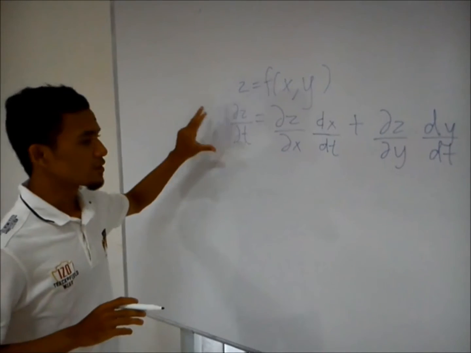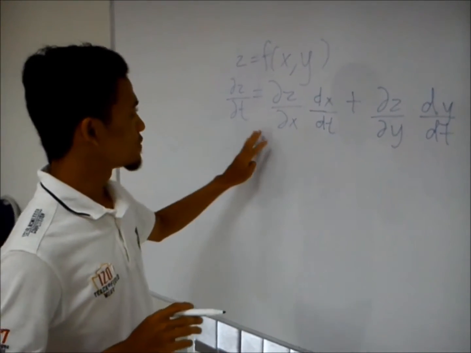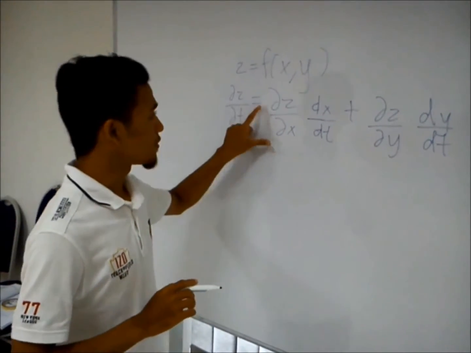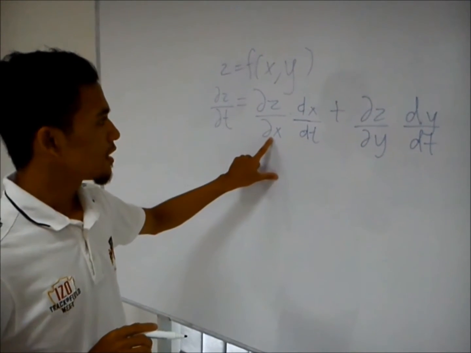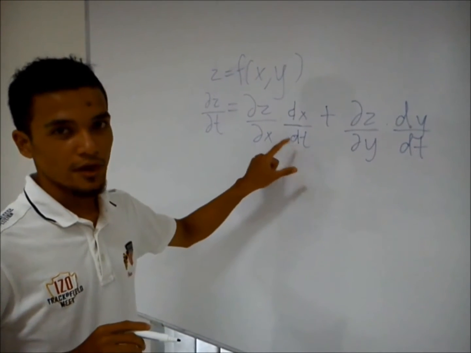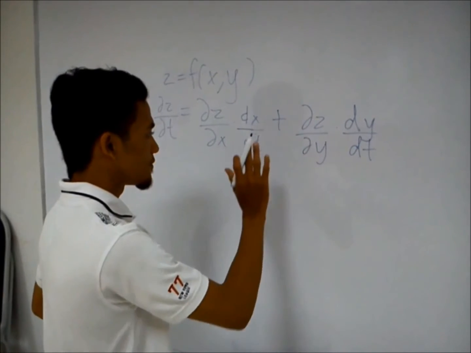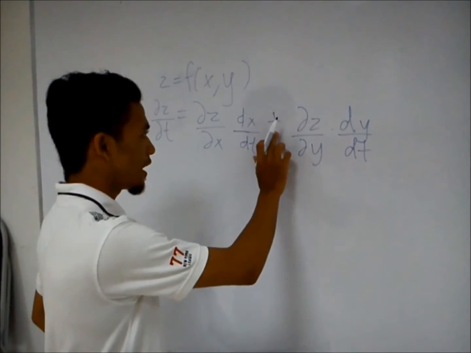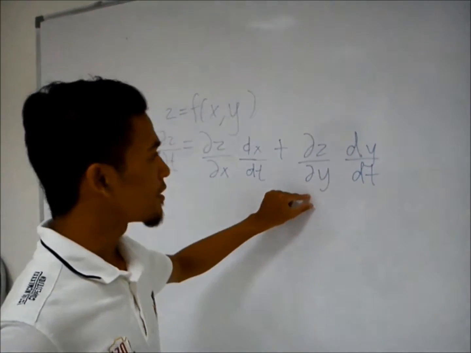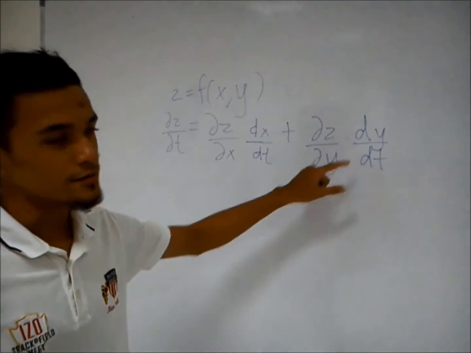If we want to find the rate of change of z with time, we will have to use this equation, which is we need to find the derivative of z with respect to x, and then multiply this with the rate of change of x with respect to time, and then add the partial derivative of z with respect to y and multiply it with the rate of change of y.